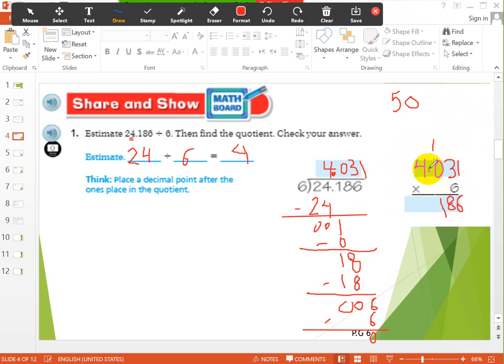Then after that I have the point. So what I have to do, I have to put the point in the answer. Now 6 multiplied by 4 equals 24. So I write it here because I don't have a digit after the 4. So look, the answer is 24.186. So I have the same dividend. That means I am sure my answer is correct. So you know, in division, I can use multiplication to be sure if my quotient is correct or not.